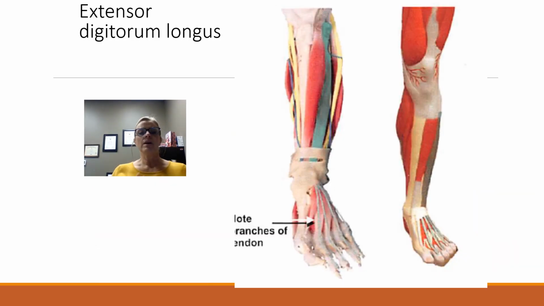All right, so here we have the extensor digitorum longus. This lies between the tibialis anterior and the fibularis. This is easily identified by the branches of the tendon traveling to the toes. It travels along the lateral anterior surface of the lower leg, and you can see here it goes through digits 2 through 5.